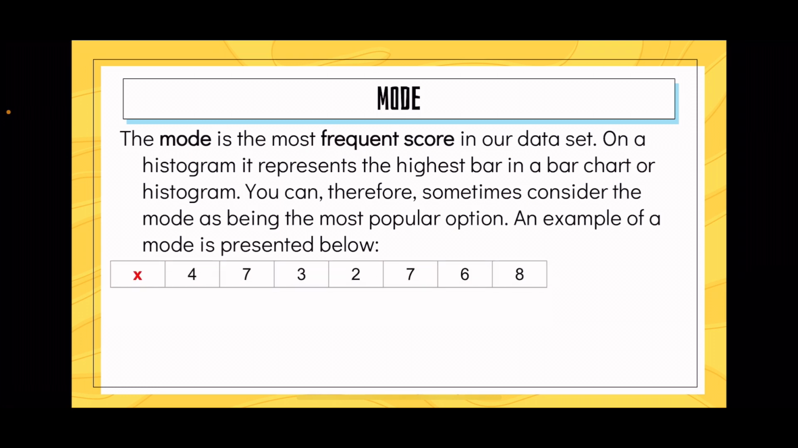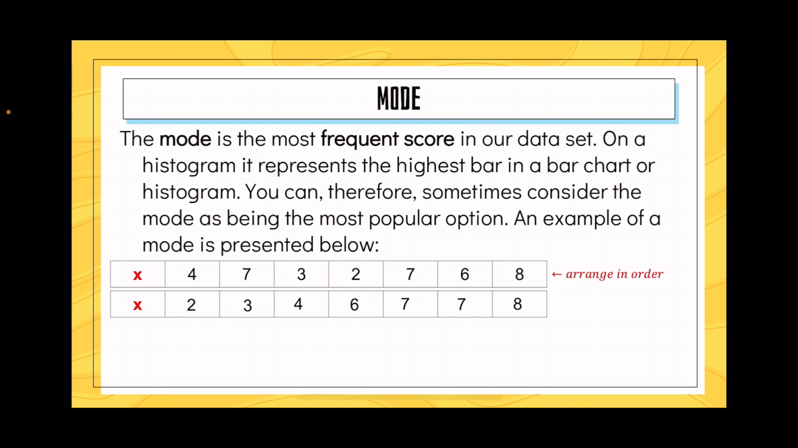So we have here a data set: 7, 3, 2, 7, 6, and 8. The first thing that we need to do is arrange the data set in order so that we can see which number appeared the most. So it will become 2, 3, 4, 6, 7, another 7, and the last one is 8.